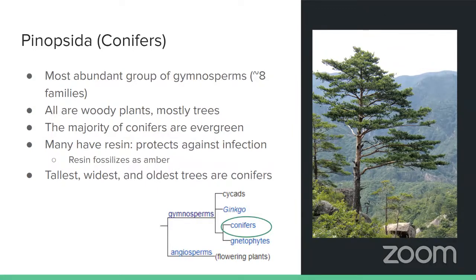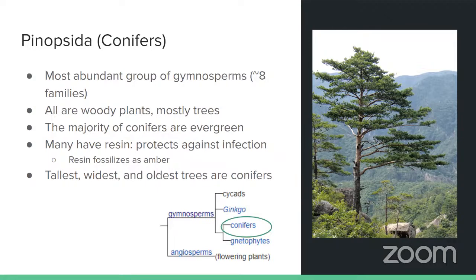They will lose their leaves, but when we're talking about our conifers, many of them are evergreen, which means they're not losing them all at once in the fall, at least not usually. They're losing them kind of one by one, the way you lose individual hairs from your head.